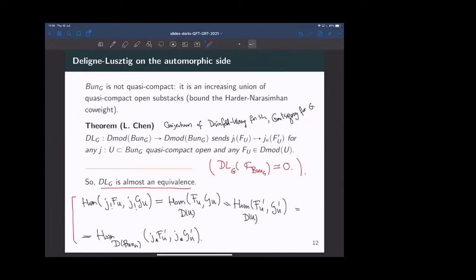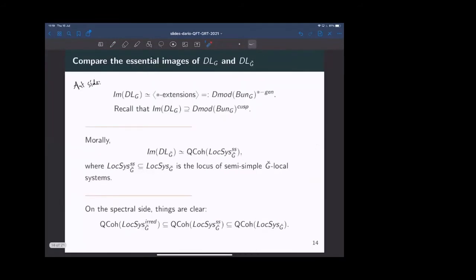So, of course, you see, the essential images contain star extensions, but also contain things formed out of them using colimits, and that's what I denote by this triangle parenthesis. I give a name to this category: the category generated by star extensions. So the star generated category. And as we noticed before, the star generated category contains the cuspidal category, because surely the linguistic functor was the identity on cuspidal objects.